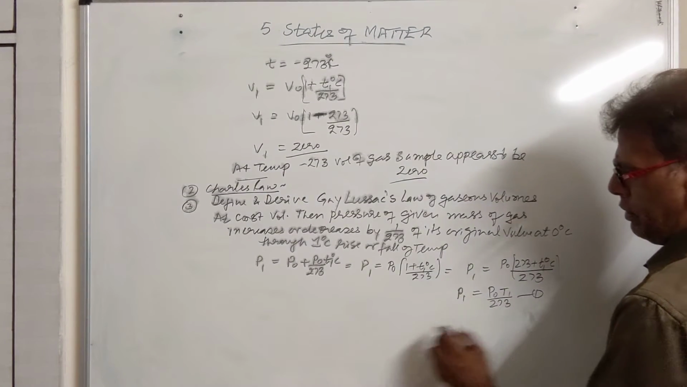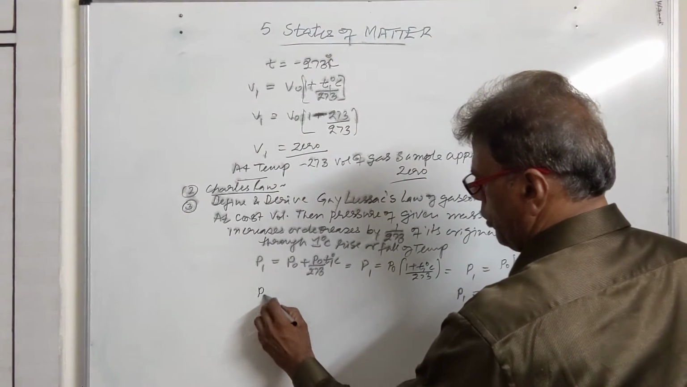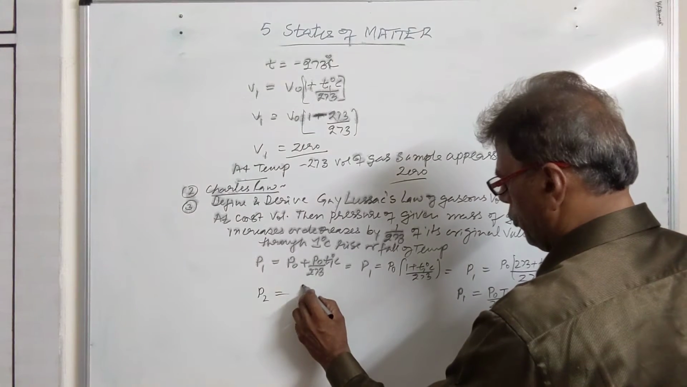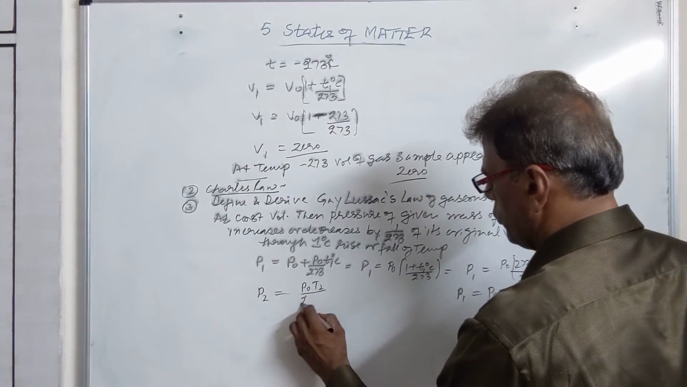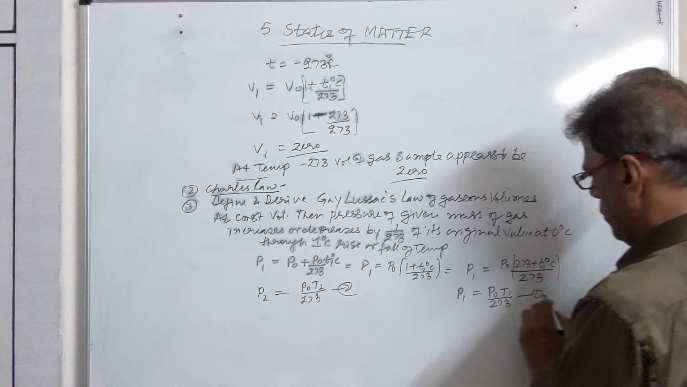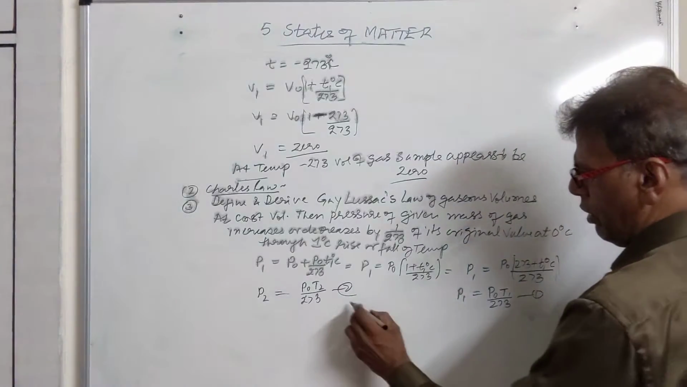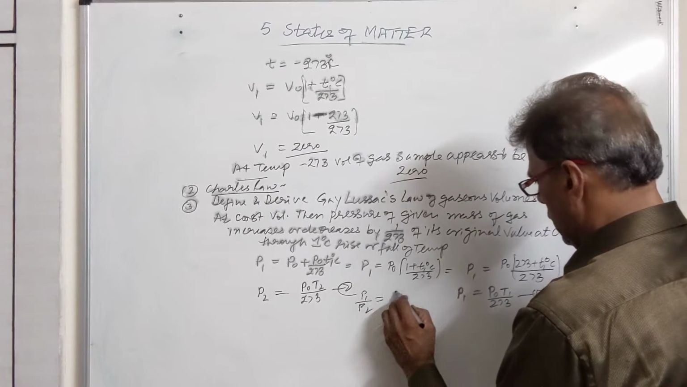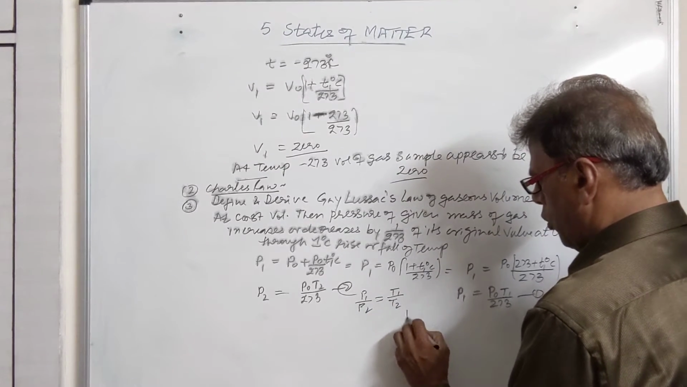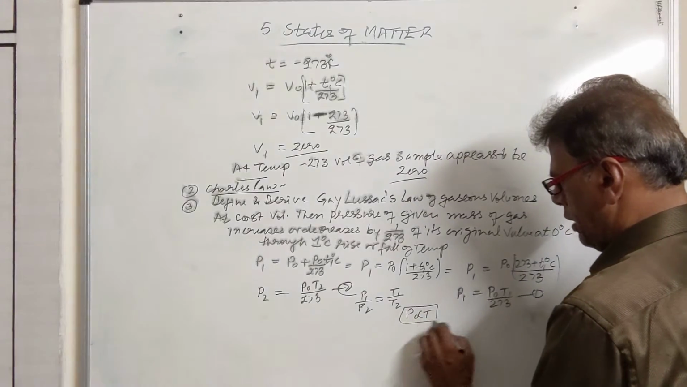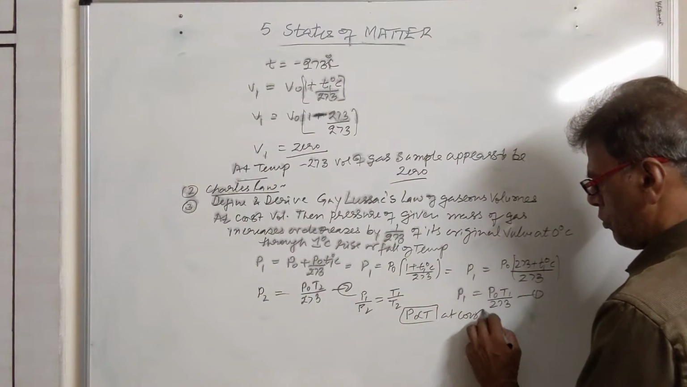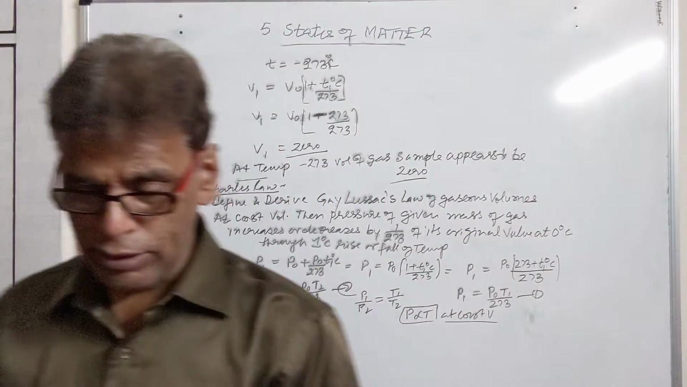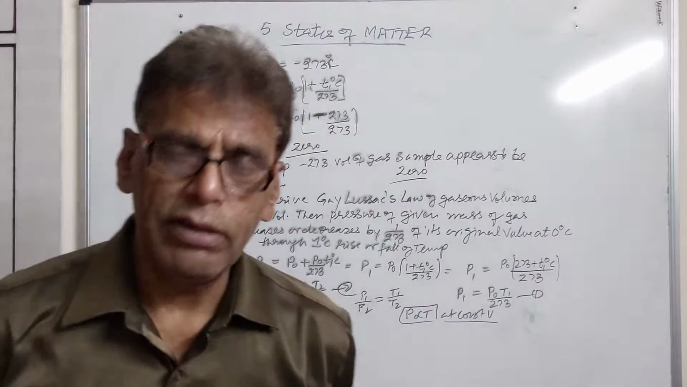This is the first expression. Then P2 is the pressure at temperature T2, then we will have P2 equal to P0 T2 upon 273. This is equation number 1, this is 2. Dividing 1 by 2, we get P1 upon P2 equal to T1 upon T2, or P is directly proportional to temperature at constant volume. So pressure is directly proportional to temperature at constant volume. This is our third gas law.